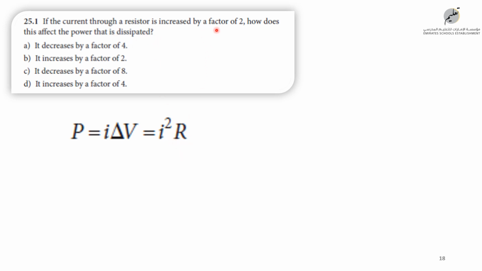They said that the current increased by a factor of 2, so we need to multiply the current by 2. So it's (2I) squared multiplied by R, because we multiplied by 2 according to what they ask us to do. Because of the square and the 2, it's 4 times. So of course, it increased by a factor of 4. If you double the current, the power will be multiplied by 4. And that's the reason.